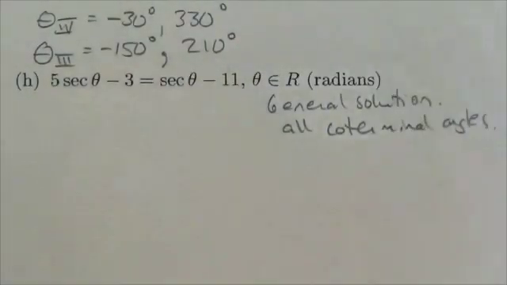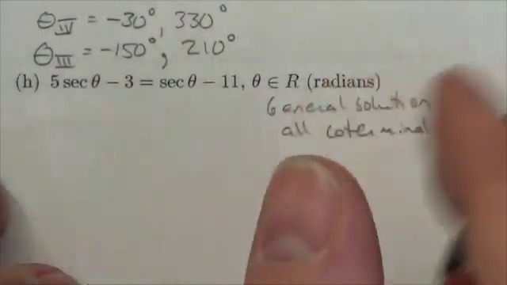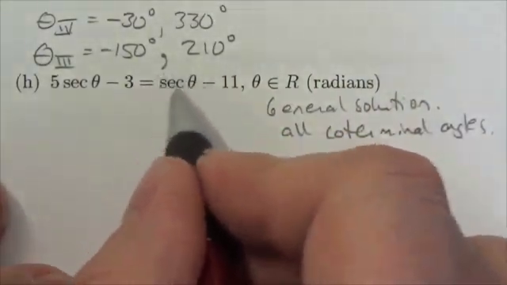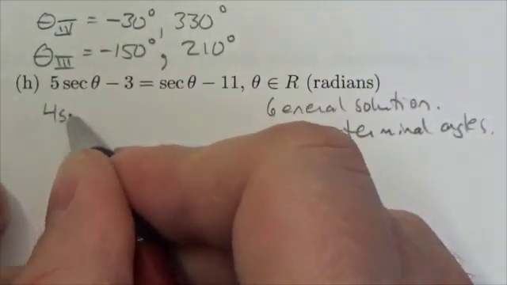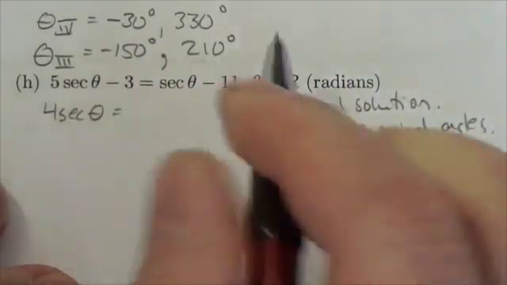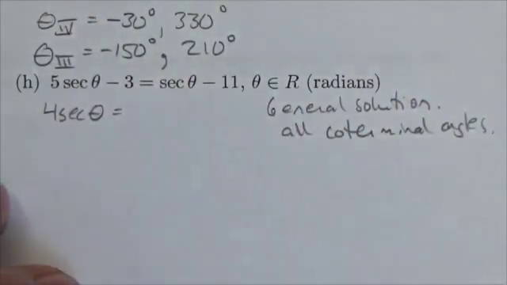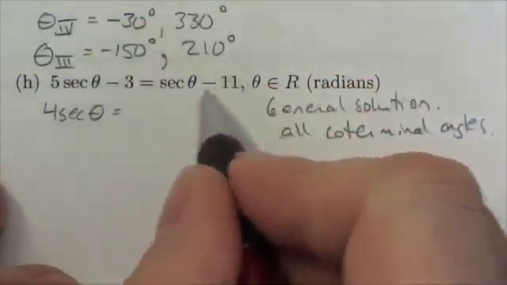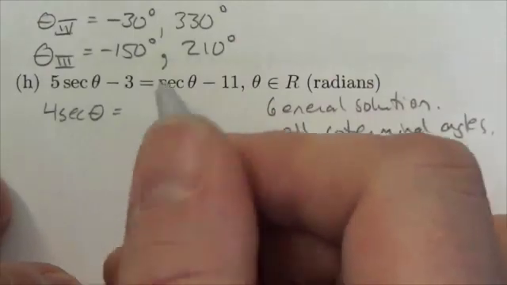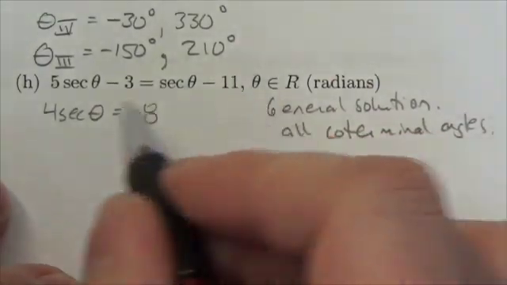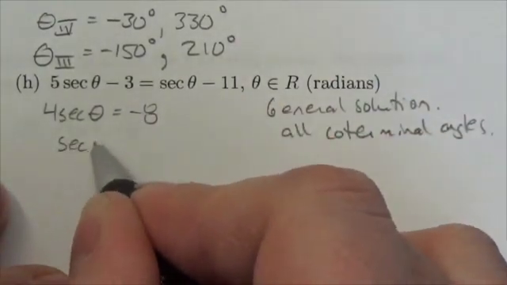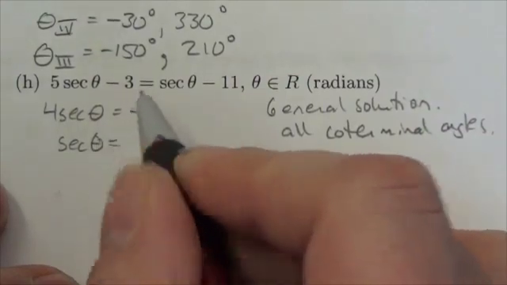So let's take a quick look at the equation here. I try to isolate the trig function. So I'm going to bring that secant over, and that'll be 4 secant theta. I'll bring the negative 3 over. Negative 11 plus 3 is going to be negative 8. Then I'll divide, so secant theta is going to equal negative 2.